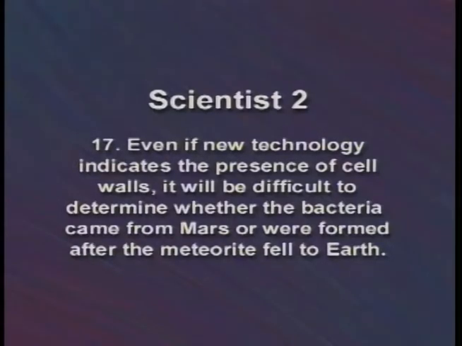Scientist 1 strongly supports the position that this meteorite contains signs of life on Mars. Scientist 2, however, states that there are no conclusive signs of life on Mars contained in the meteorite. This scientist suggests that all indications of extraterrestrial life can be explained away. Let's discuss the questions.